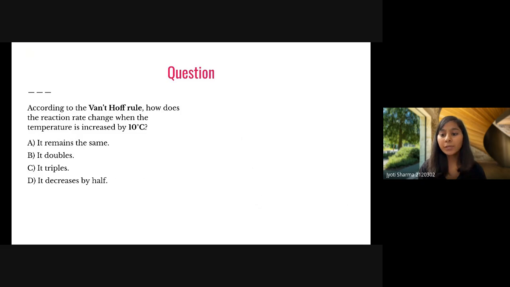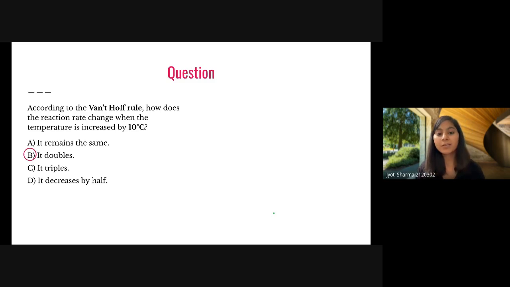Coming to the next question, I think we have jumped into the third or fourth week right now. According to Van 't Hoff rule, how does the reaction rate change when the temperature is increased by 10 degrees Celsius? If we are increasing the temperature, what kind of impact will it have on the reaction rate? The answer is it doubles. Your reaction rate will double whenever we increase the temperature by 10 degrees Celsius.